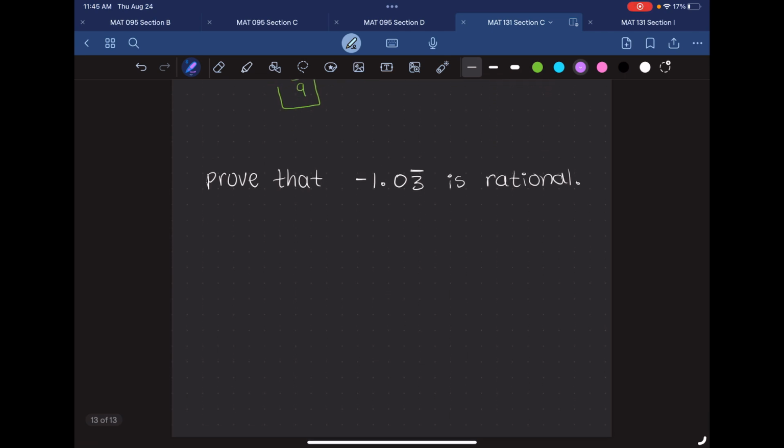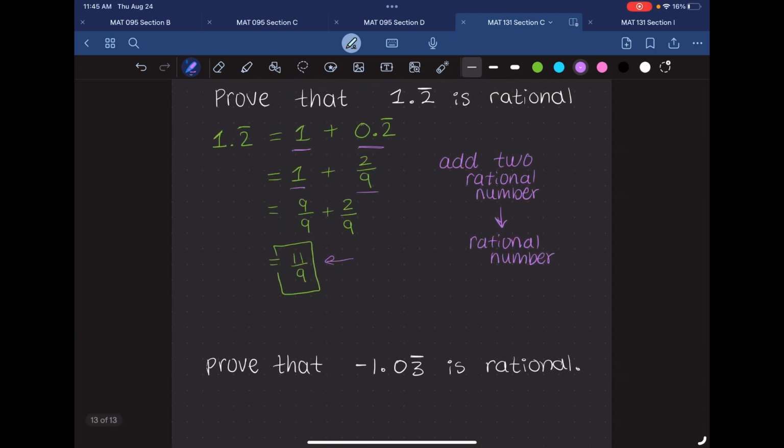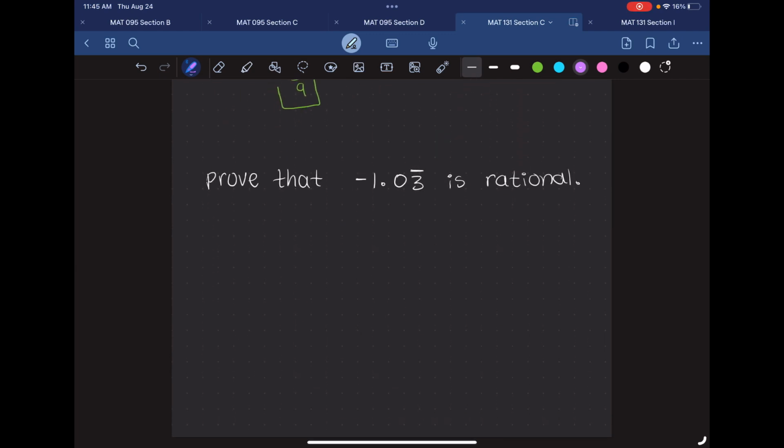All right, now we're going to prove that negative 1.03 repeating is rational. We could go back to this, we can break it up and add two rational numbers together, and that gives us a rational number. That's perfectly fine from this point forward, but I want to go ahead and show you for this one how you could deal with it, because I think that it will help you understand how these numbers are working together.